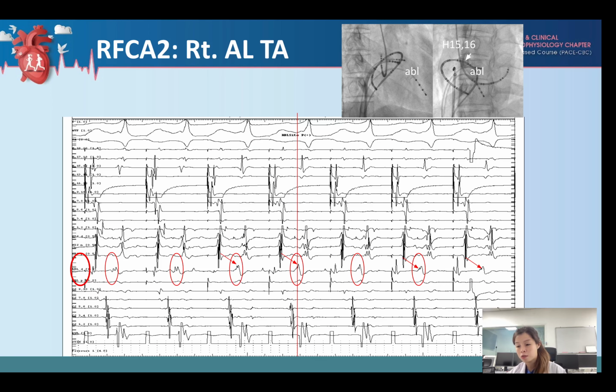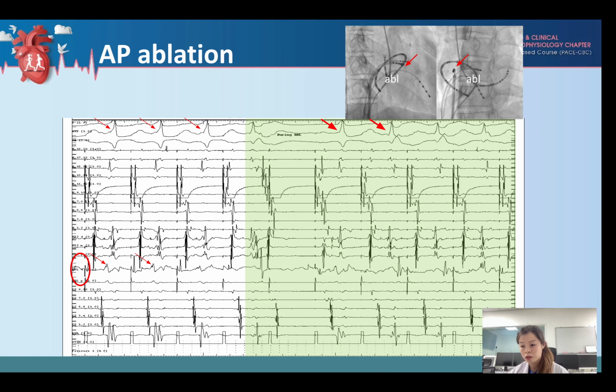We map the earliest V at the anterior tricuspid annulus under atrial pacing and pre-excitation. If we look carefully, we could appreciate a small high-frequency potential there, which is the Mahaim potential. Ablation was done and pre-excitation gone within 5 seconds of ablation.